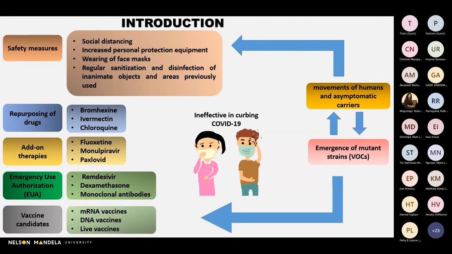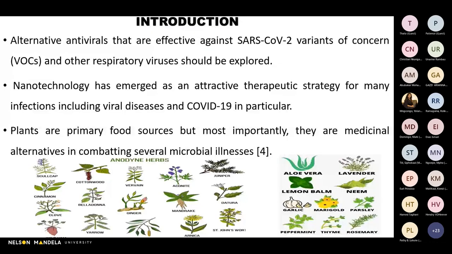But unfortunately, all these measures so far are still ineffective in totally curbing COVID-19. And this is mostly because of the movements of humans and asymptomatic carriers and the emergence of mutant strains, which are what we call variants of concern. So in order to effectively curb this pandemic, there's a dire need to look for alternative therapeutic methods or alternative antivirals that are effective against SARS-CoV-2 variants of concern and other respiratory viruses.